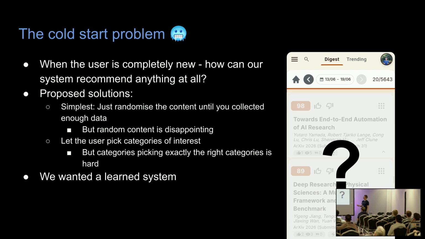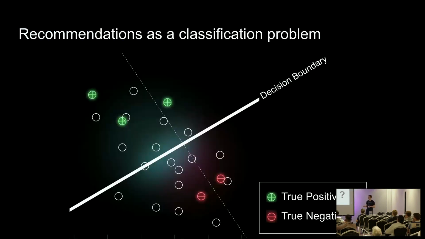The other one which kind of works is, let's pick a category of interest. Let's say you like computer science, you like computer vision, and then we would be able to give you some related papers, but it's not very specific, and you need to have very good categories in order to do that. For each research area, we would need to have a good category. This is a bit tricky. So we wanted a learned system, and also a learned system works really well.